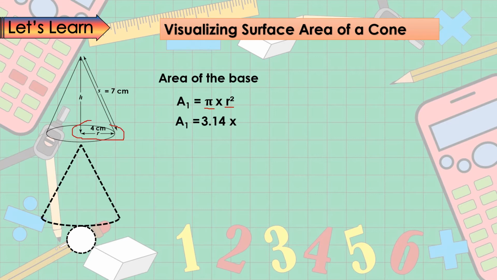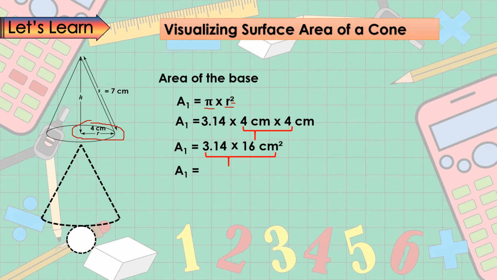Again, we have the presence of pi with a constant value of 3.14 times r squared. So what is our r here? Our r in our illustration is 4 centimeters. So we are going to multiply it by itself since we have the exponent of 2. So we have 4 centimeters times 4 centimeters. So we have 3.14 times 16 centimeters squared. Next, we are going to multiply 3.14 times 16 centimeters squared. So we have a value of 50.24 centimeters squared. Now, since we are done with our base, we are going to proceed with our lateral face here.